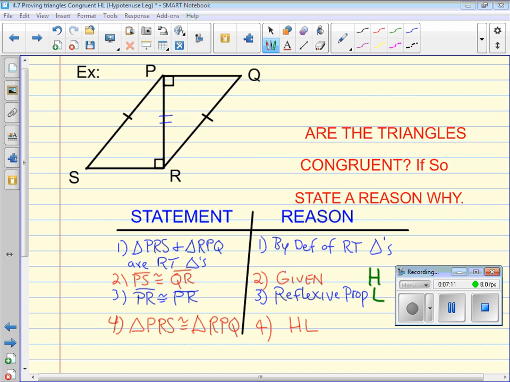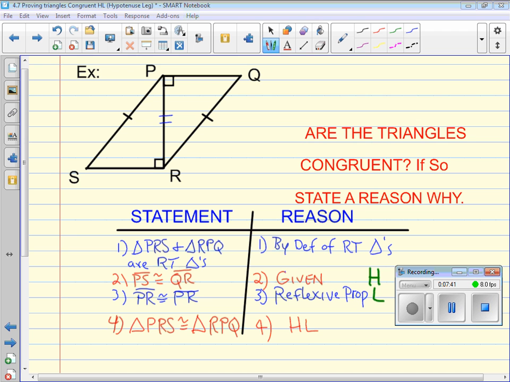Here I go. Okay, so I want to show that these 2 triangles are congruent. Okay, so I state, first of all, statement number 1, triangle PRS is congruent to RPQ because they're both right triangles. The reason? By definition, right triangles, there are right angles in these things, so they're by definition right triangles. That's step 1. All right, step 2, PS is congruent to QR. Take a look at PS and QR. The reason that I can say that those are congruent is because they're given to me. The marks were already there.